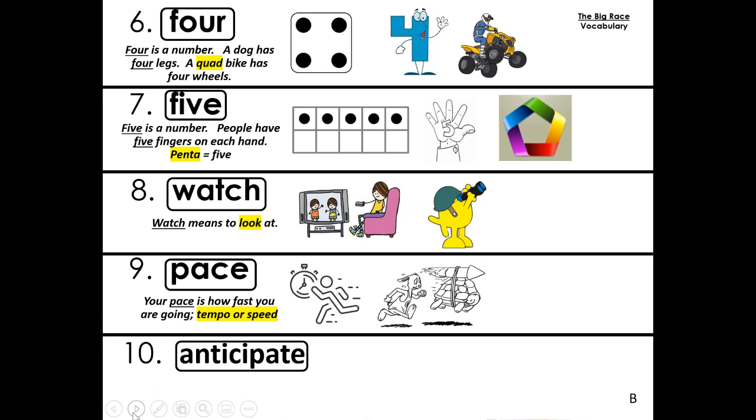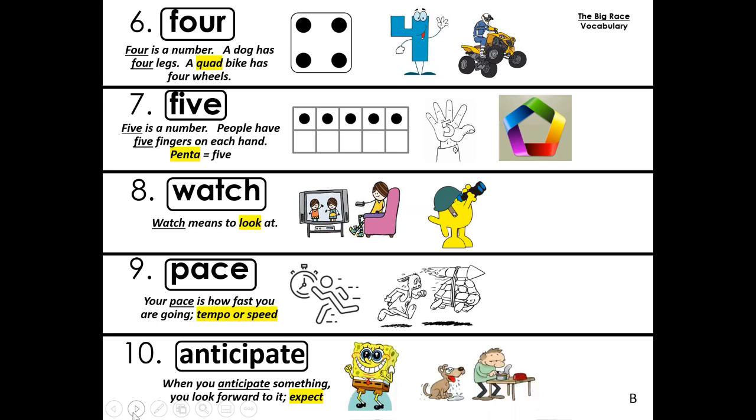Number 10, anticipate. When you anticipate something, you look forward to it or expect it. So, this is a good time to make sure you have all words 6 through 10. You can push pause, make sure you've written all of these words. You can also draw a quick picture or sketch for each. And when you are finished, push play.